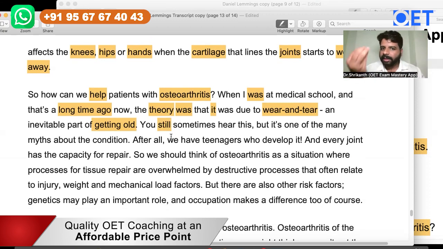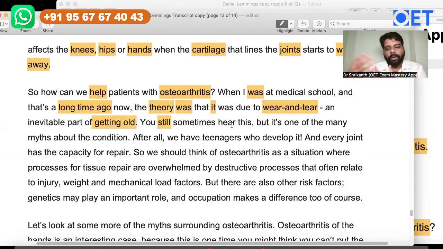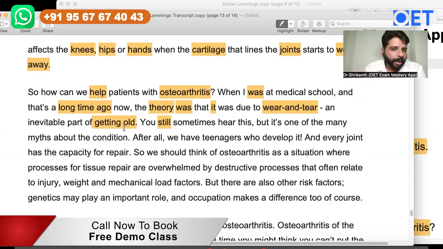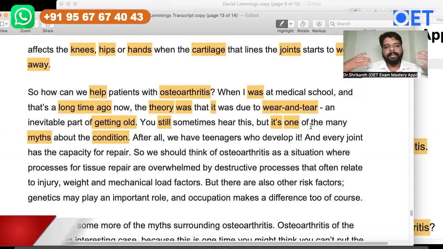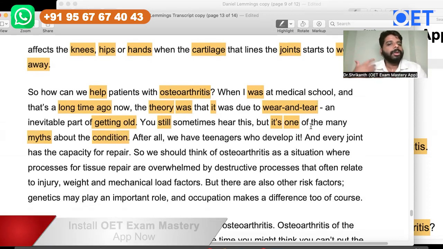"You still..." basically means what? Present tense. You still sometimes hear this. That is, there are some people who still believe that osteoarthritis happens because of getting old. But it's one of the many myths of the condition. So regarding osteoarthritis, he's saying there are so many myths, and this is one of the myths. So till now, did we hear anything about helping, the suggestion about helping people? No. So we are still yet to listen to the answer. So let's keep hearing, keep reading.